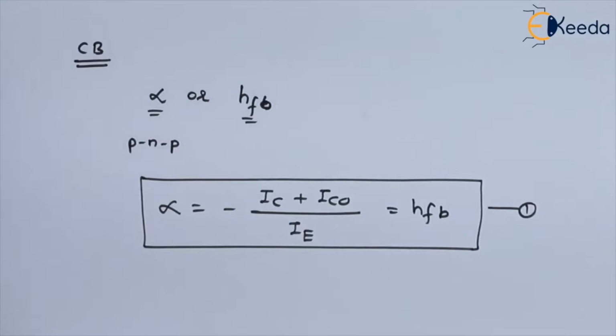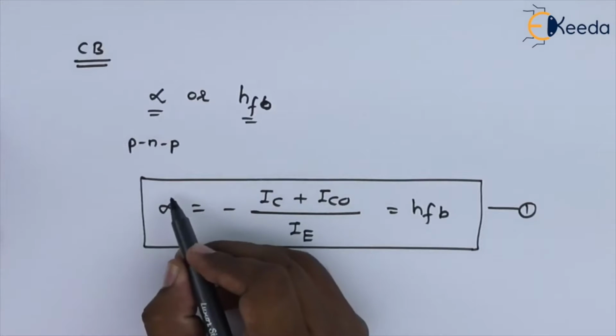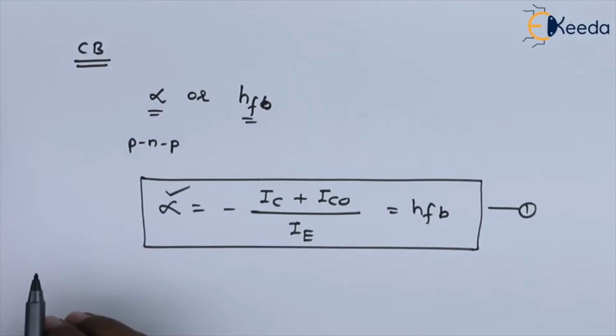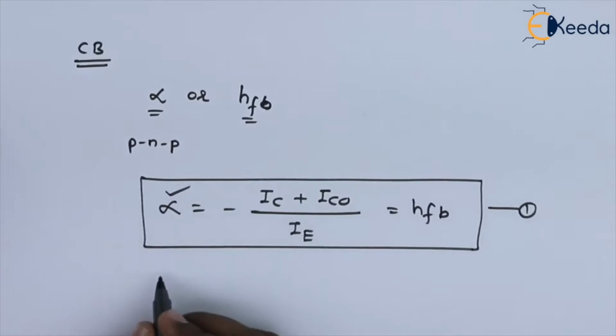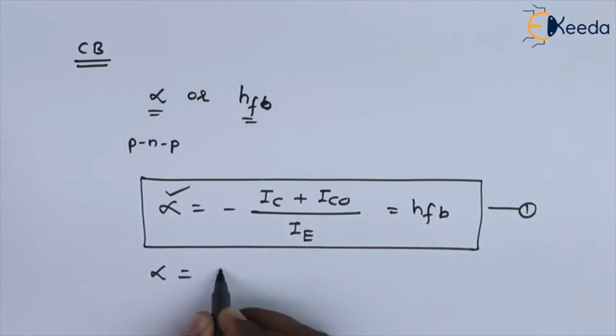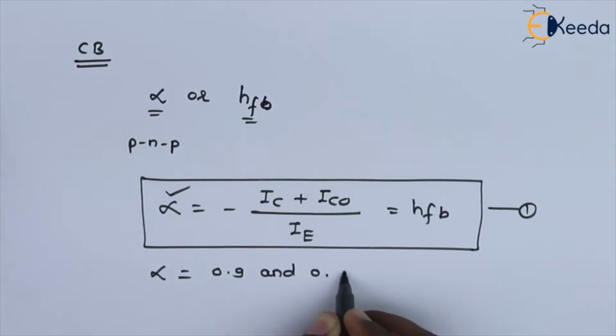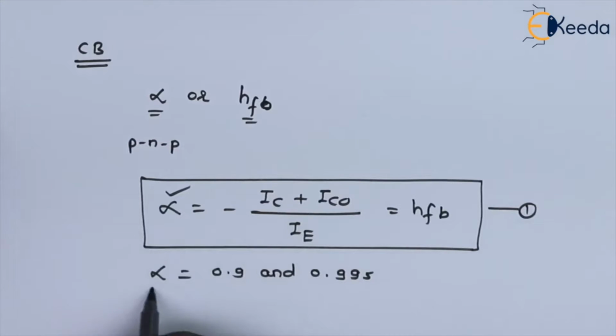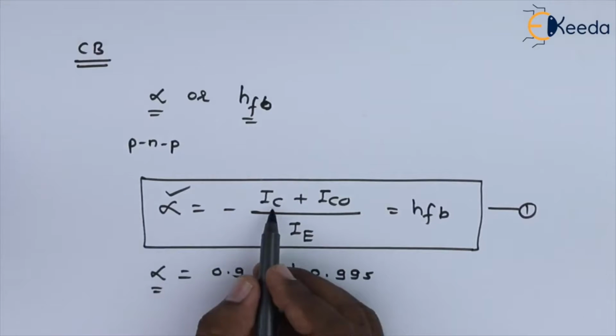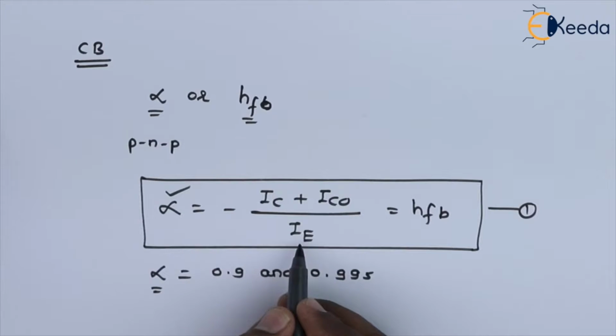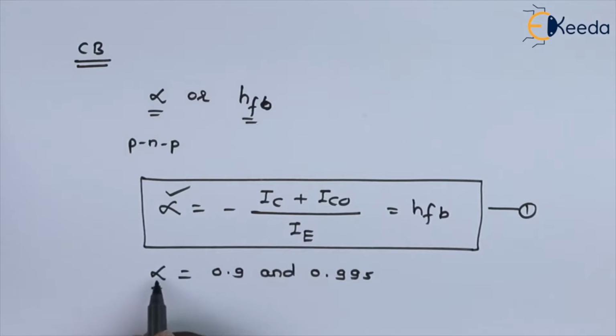Now what is the range of values that the alpha will be acquiring in this amplification process? The alpha ranges between 0.9 and 0.995. This alpha value is obtained because of the opposite signs of IC and IE. So we always take the positive value for the alpha here.